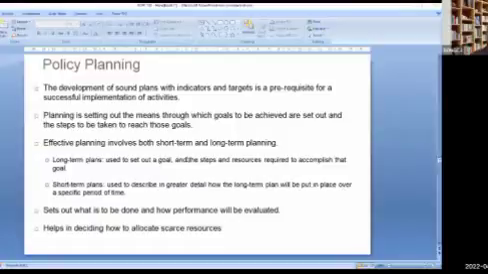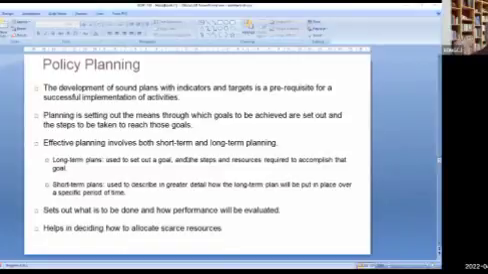Planning is setting out the means through which goals to be achieved are set out, and the steps to be taken to reach those goals. So planning requires step-by-step identification of the other actions or processes that must be completed in order to achieve the goals.